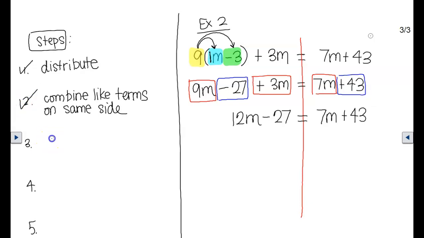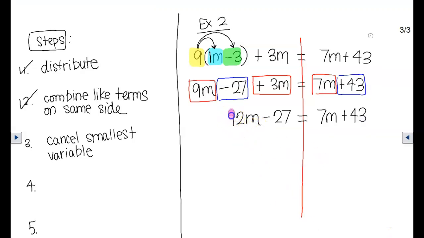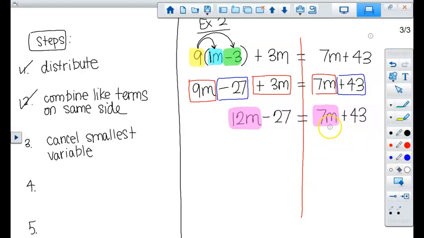All right, now, step 3 is to cancel the smallest variable. Cancel the smallest variable. You have to have 2 variables for this step to apply, and I do. I have 12m on this side. So let's look at our variables. We have 12m on this side, and we have 7m on this side. Who is smaller? Well, the answer to that question is 7m.